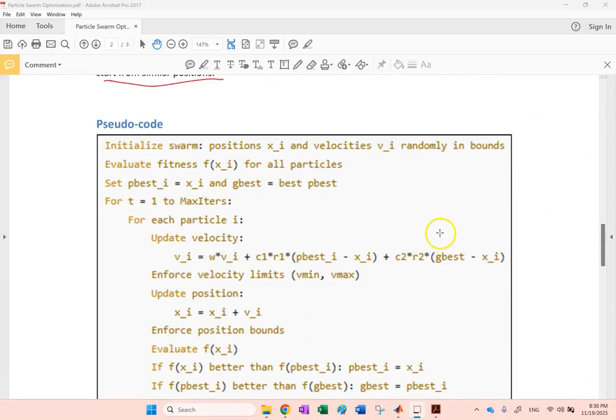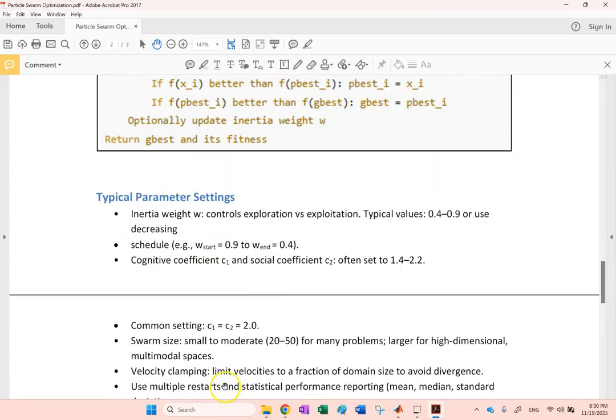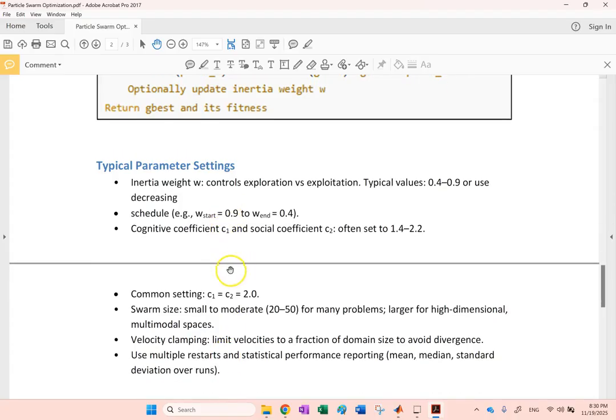Okay, so this is the pseudocode for it, and you can see that's basically what I explained. And this one is coming from Wikipedia. Okay, so that's not my picture. And now let's talk a little bit about these parameters.